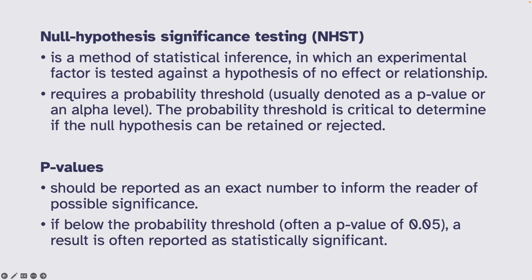To properly interpret statistical results, you should report exact p-values. This will give the reader the actual results of your statistical tests. A value below the probability threshold is often reported as statistically significant. In most fields, this threshold is 0.05.